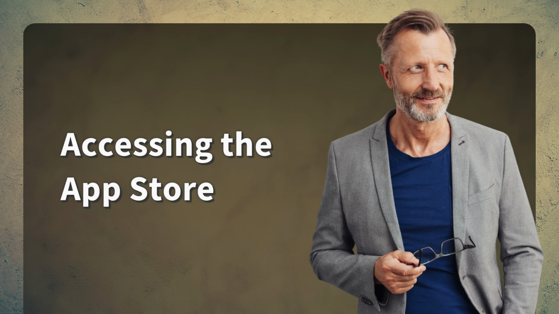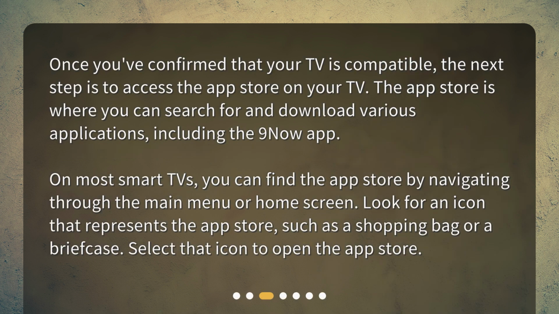Accessing the App Store. Once you've confirmed that your TV is compatible, the next step is to access the App Store on your TV. The App Store is where you can search for and download various applications, including the 9Now app. On most smart TVs, you can find the App Store by navigating through the main menu or home screen. Look for an icon that represents the App Store, such as a shopping bag or a briefcase. Select that icon to open the App Store.